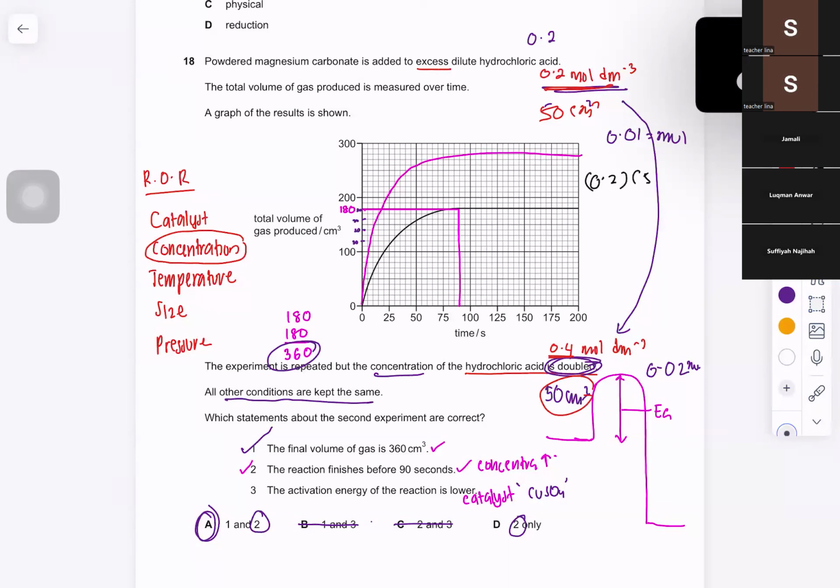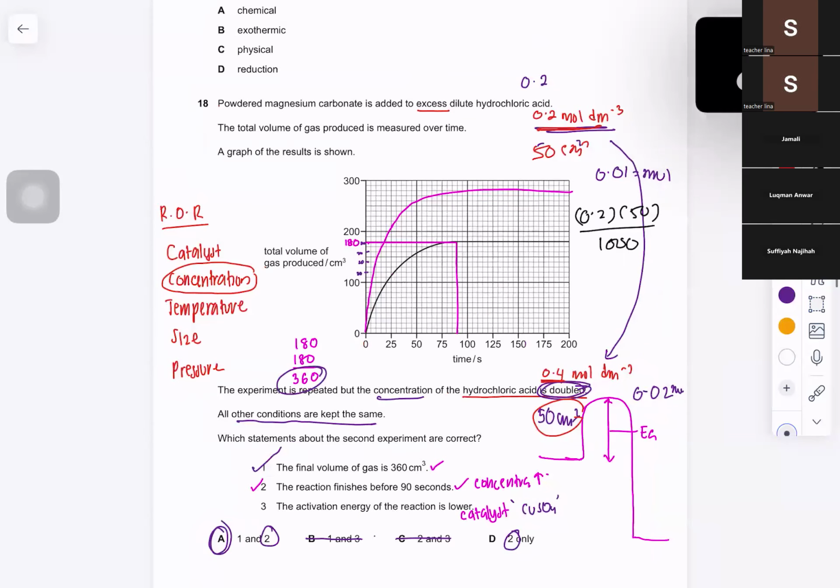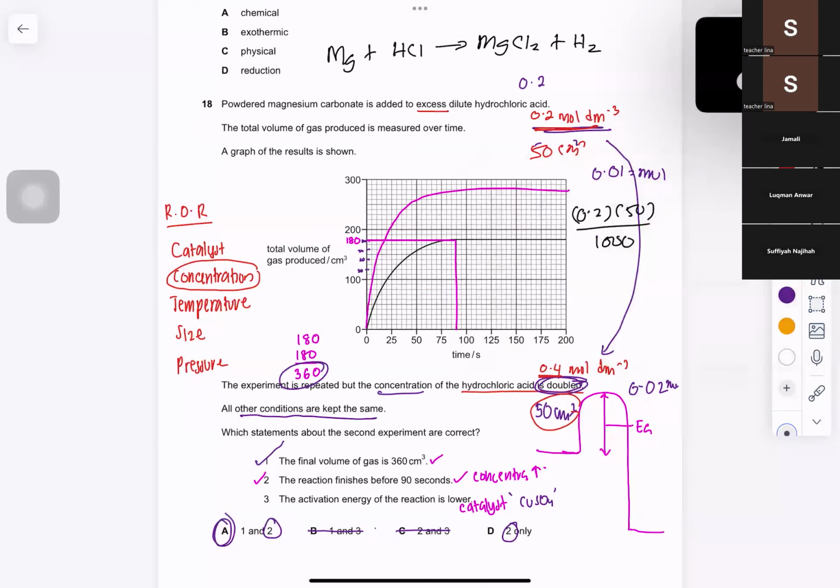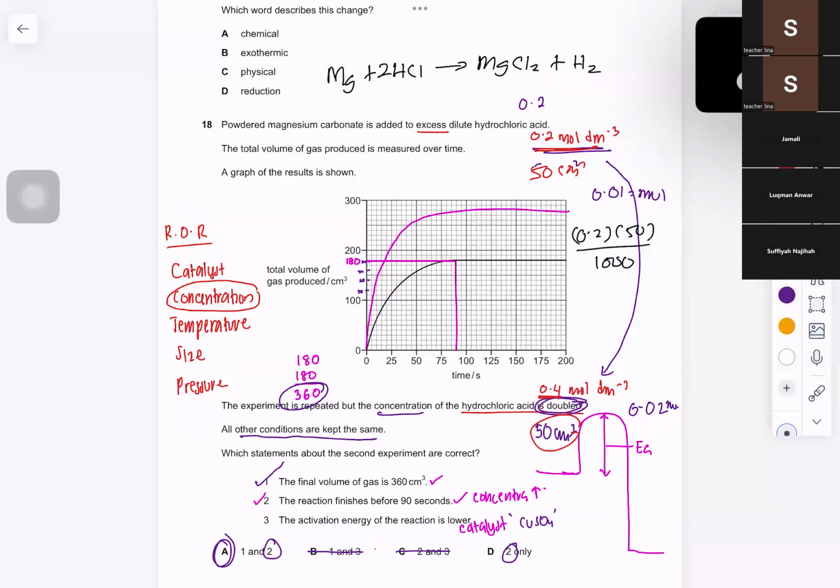Sekarang ni, kalau you kira 0.2 you timeskan 50, you divide by 1000. And you nak cari untuk hydrogen gas. Sebab magnesium plus HCl, you got the magnesium chloride plus H2. So this one is 2 HCl. So 0.2, this one 50 cm cube, 0.2 mol dm negative 3. So you akan dapat mol dia adalah 0.01 mol. Okay, sampai sini clear tak? Clear.